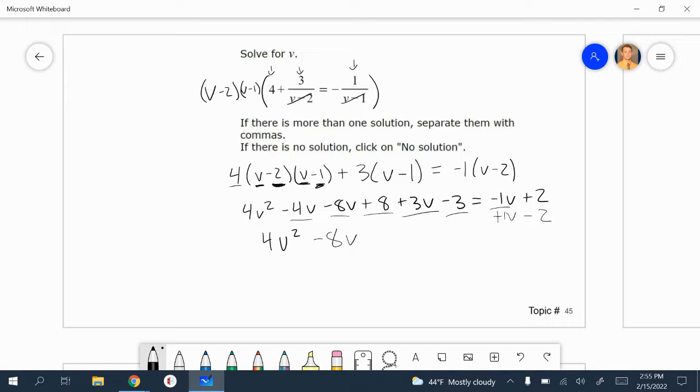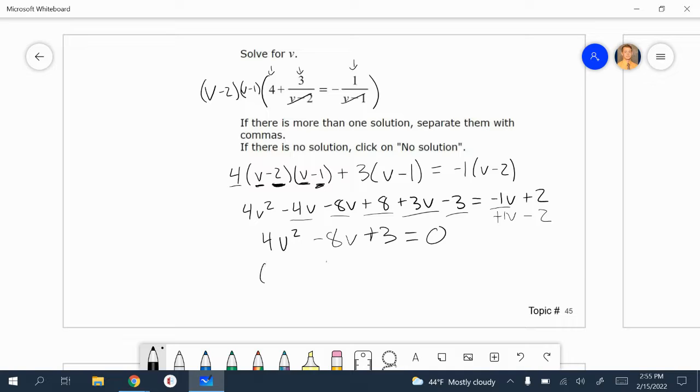So it'd be a -7. Did I do that right? 8, +5 minus 2 would be a 3, sorry. That equals 0 because I moved everything to the left.